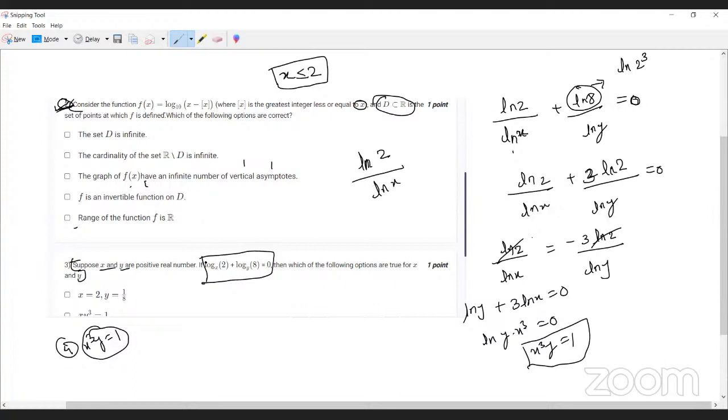We are applying the base changing property here, right? We are not taking ln on both the sides. We're just applying the base change. We are not taking the log on both the sides. Okay, right, got it.